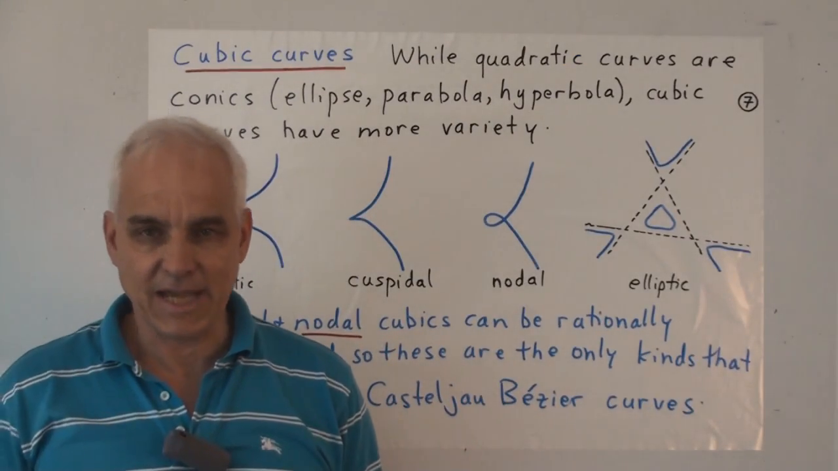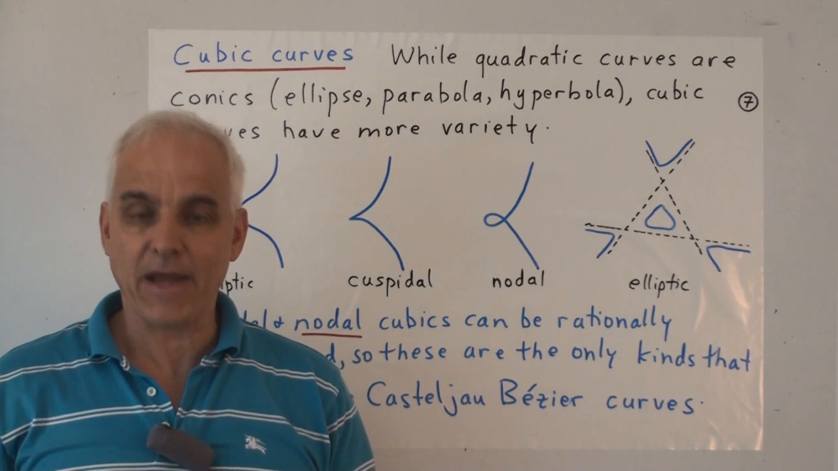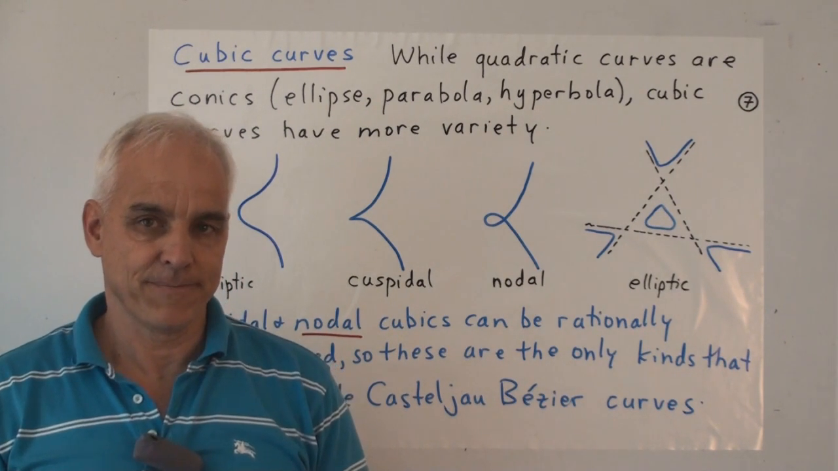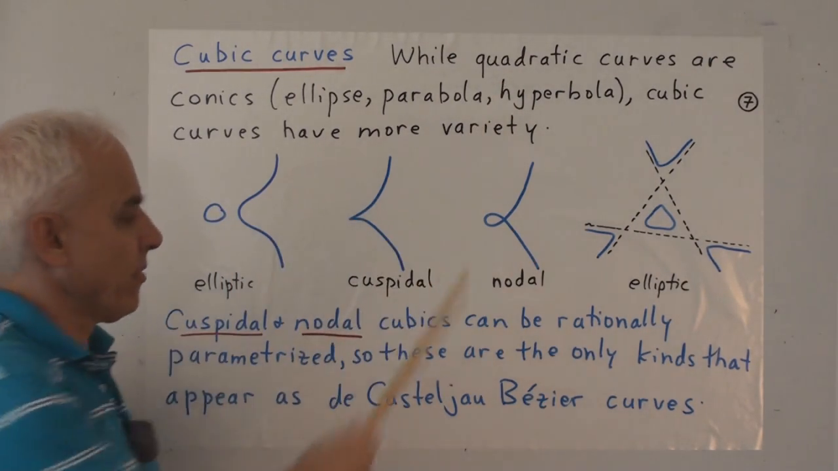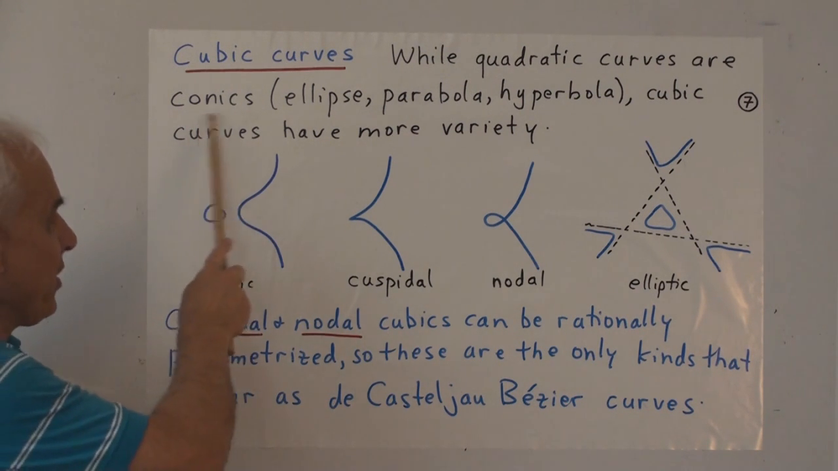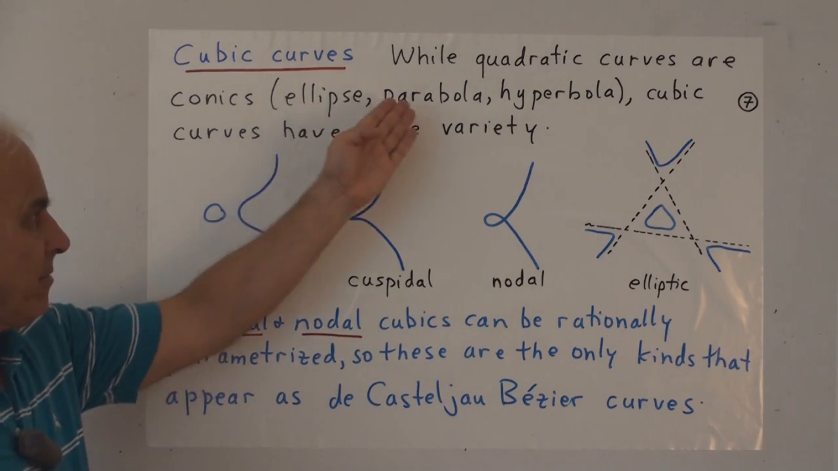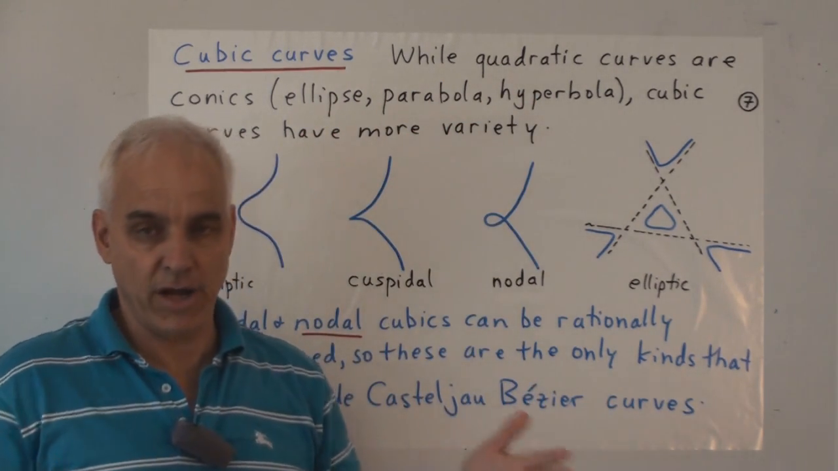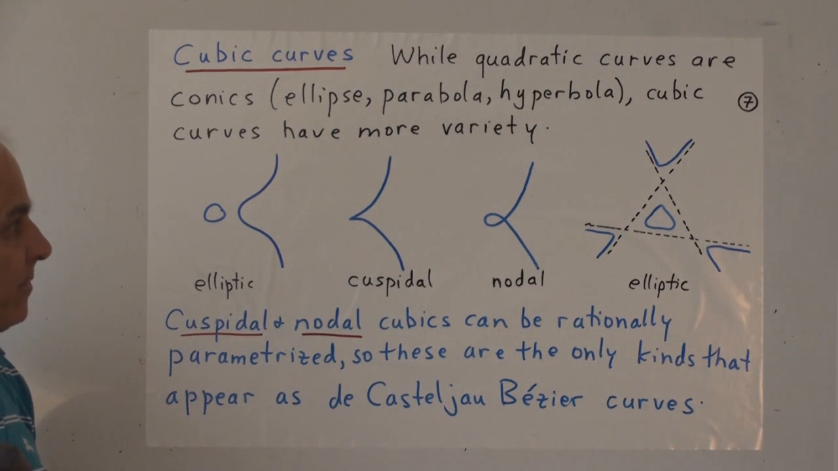I'd like to finish by saying just a few words about the kind of cubic curves that are generated by this process of de Casteljau and Bezier. So quadratic curves are reasonably well studied in high school. We all know that they're conics. They're conic sections: ellipses, parabolas, hyperbolas. That's the range of conics, or quadratic equations in the plane.